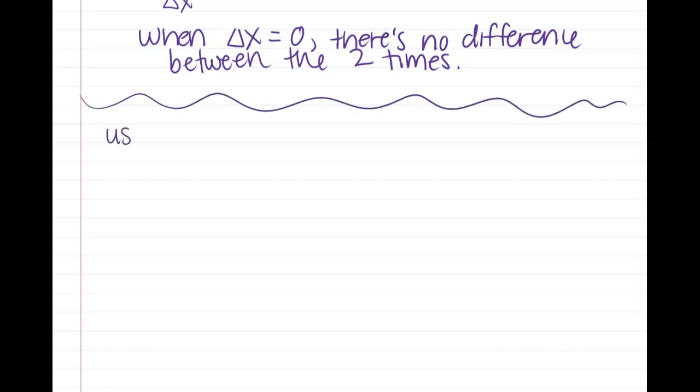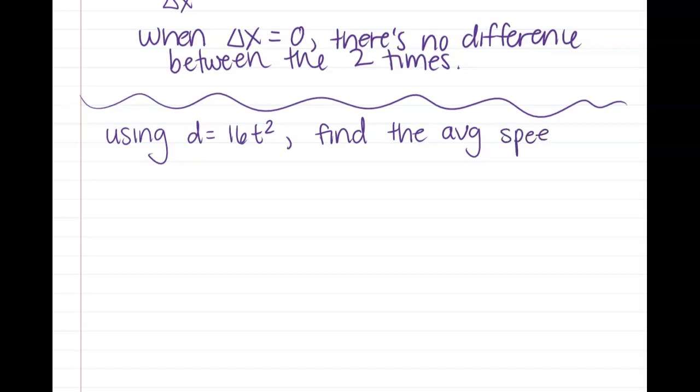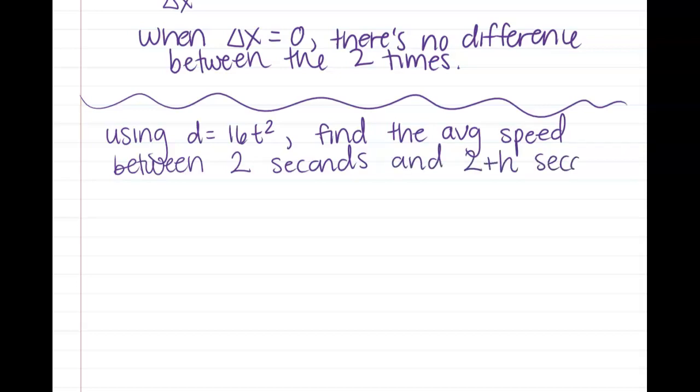So using d equals 16t squared, we're going to find the average speed, or rate of change, between 2 seconds and 2 plus h seconds. The idea is that we want h to go to 0, so that we're looking at the difference between 2 seconds and 2 plus 0 seconds.